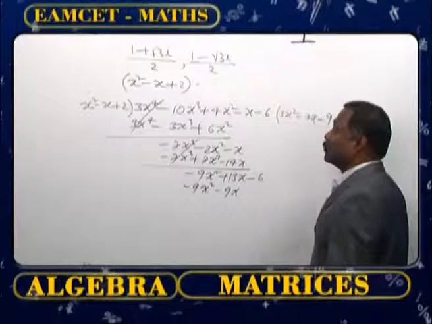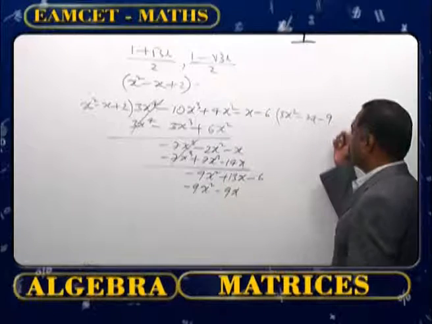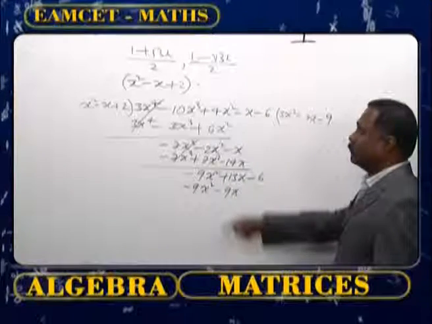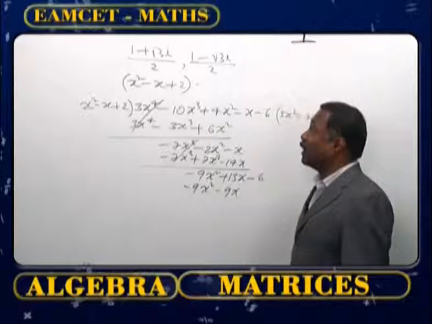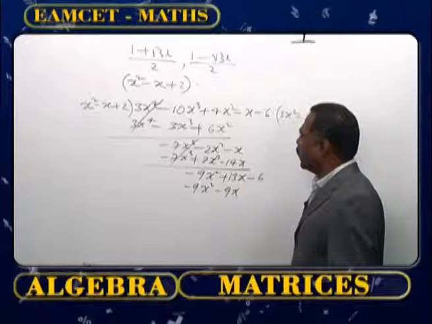So that's what I'm seeing here. This must be getting cancelled, and finally you must get 0, and then you'll get the other factor. So let us check the equation. 3x power 4 minus 10x cube plus 4x square minus x minus 6. It is correct only.